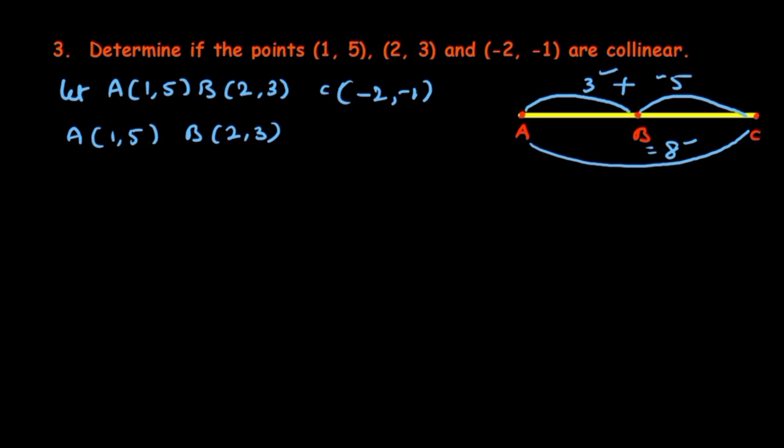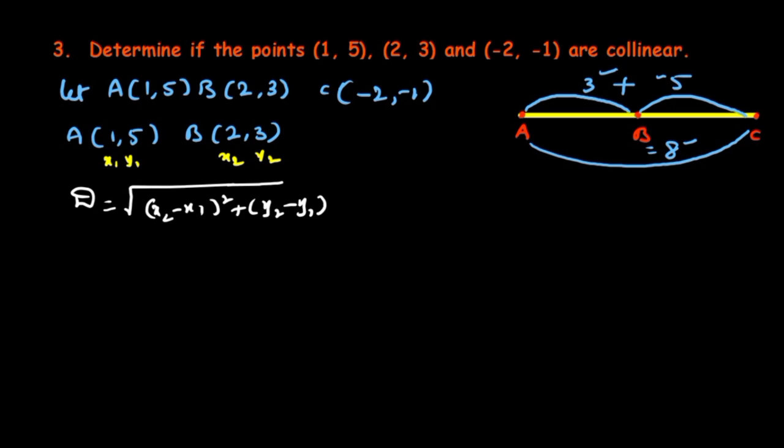So this is the point x1, y1, and this is x2, y2. Now what is the distance between the 2 points formula? The distance formula is root of (x2 minus x1) whole square plus (y2 minus y1) whole square.